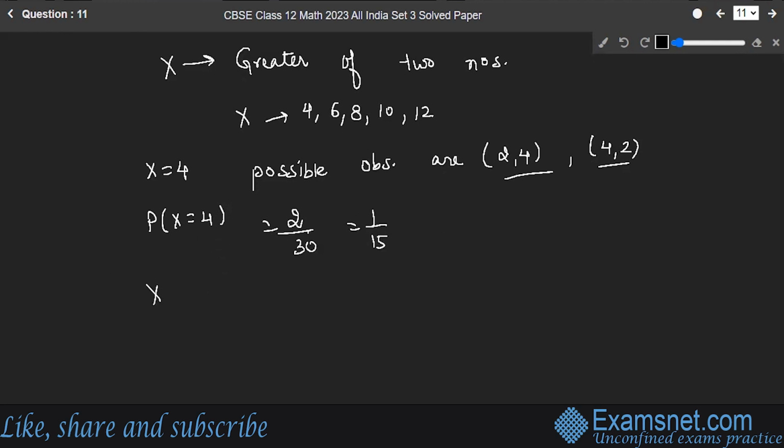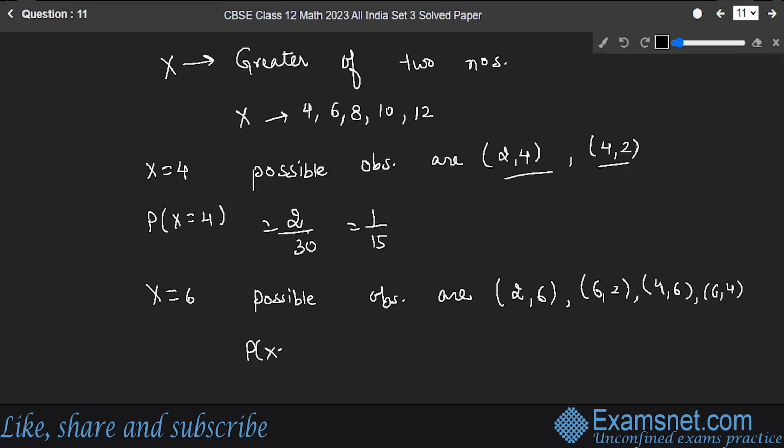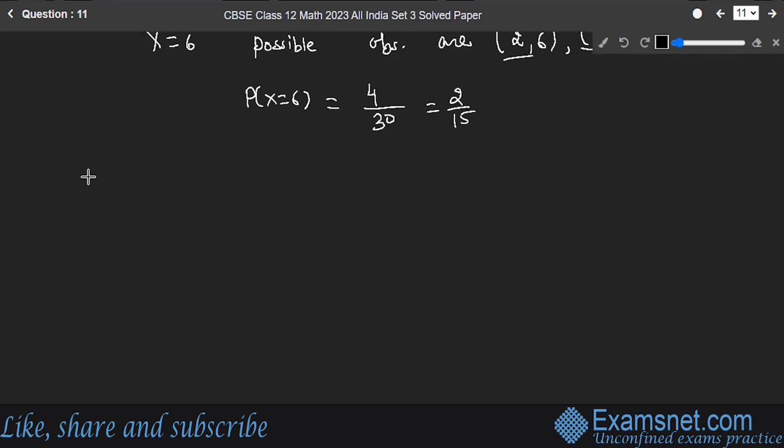Now for x equal to 6, possible observations are 2, 6, 6, 2, 4, 6, 6, 4. So the probability x is equal to 6 is 4 upon 30, that is 2 upon 15.